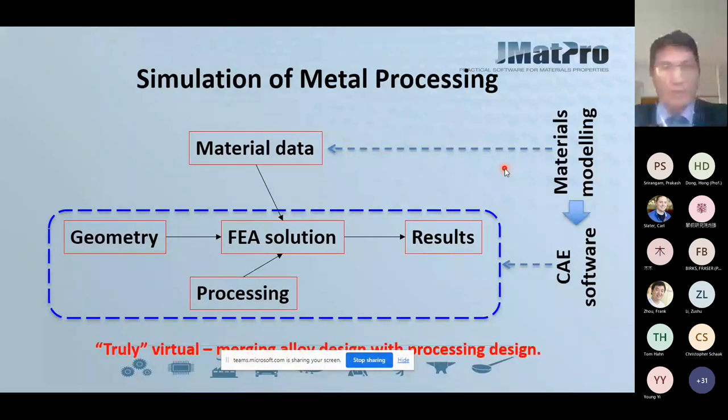If you also look at this combination, it is in fact trying to merge alloy design with processing design. Because for historical reasons, alloy design and processing design are two loops. So here we are trying to have alloy design and processing design in the same optimization space or same design space.